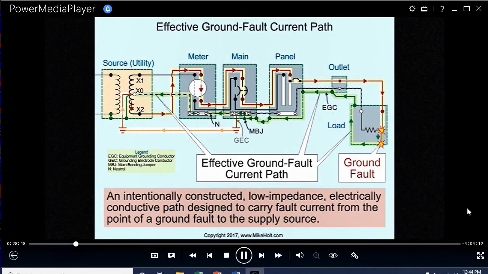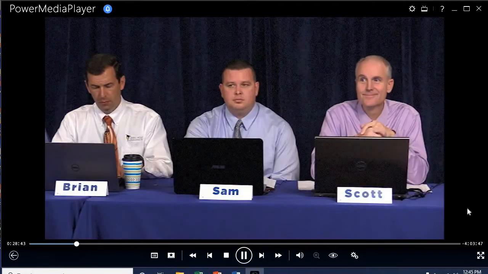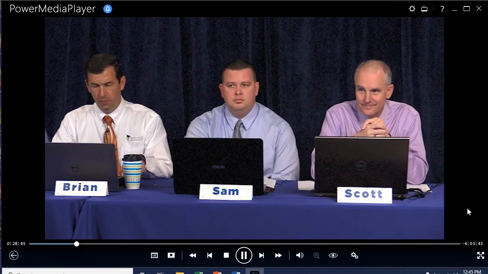If you have an effective ground fault current path, it will have low impedance, be electrically conductive, and it's designed to carry the fault current from the point of a ground fault to the source. That's it. We could stop right there, because if we had an effective ground fault current path to everything, we wouldn't have to have all of these rules to tell people how to create the effective ground fault current path.